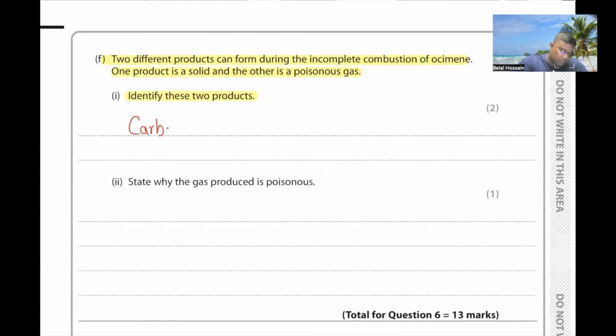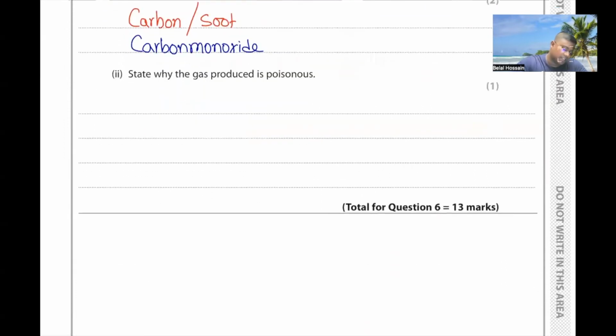So it will be carbon. We can also call it soot, any one of them. And the other poisonous toxic product that is produced is carbon monoxide. Carbon monoxide can bind with hemoglobin irreversibly and damage the hemoglobin. So it's highly toxic. State why the gas produced is poisonous. So carbon monoxide reduces the capacity of the blood to carry more oxygen by forming permanent carboxyhemoglobin.